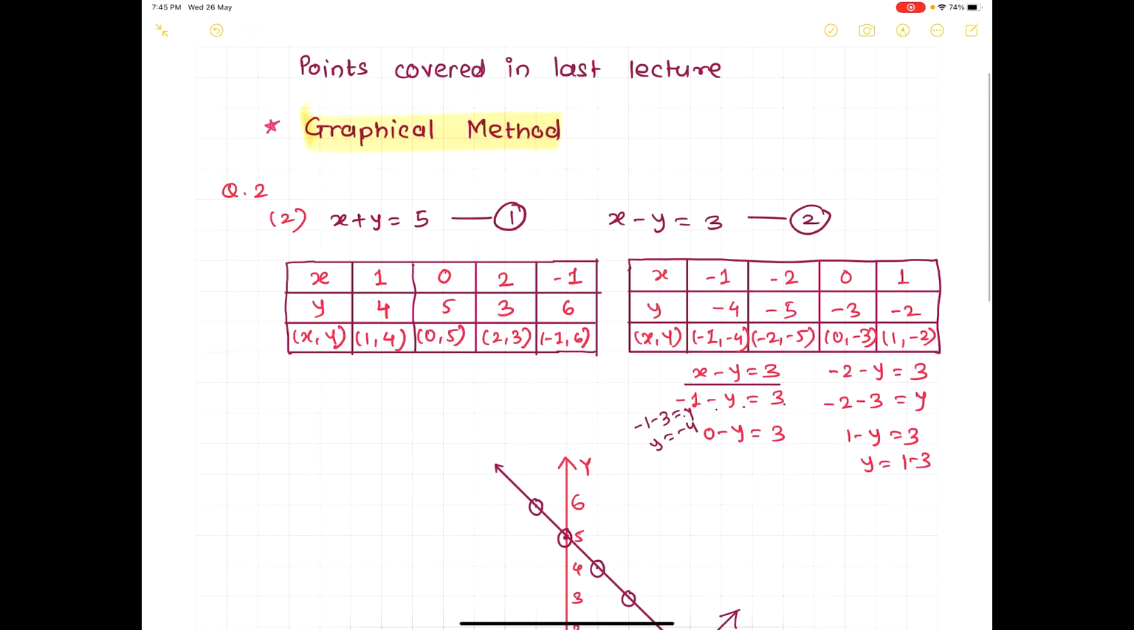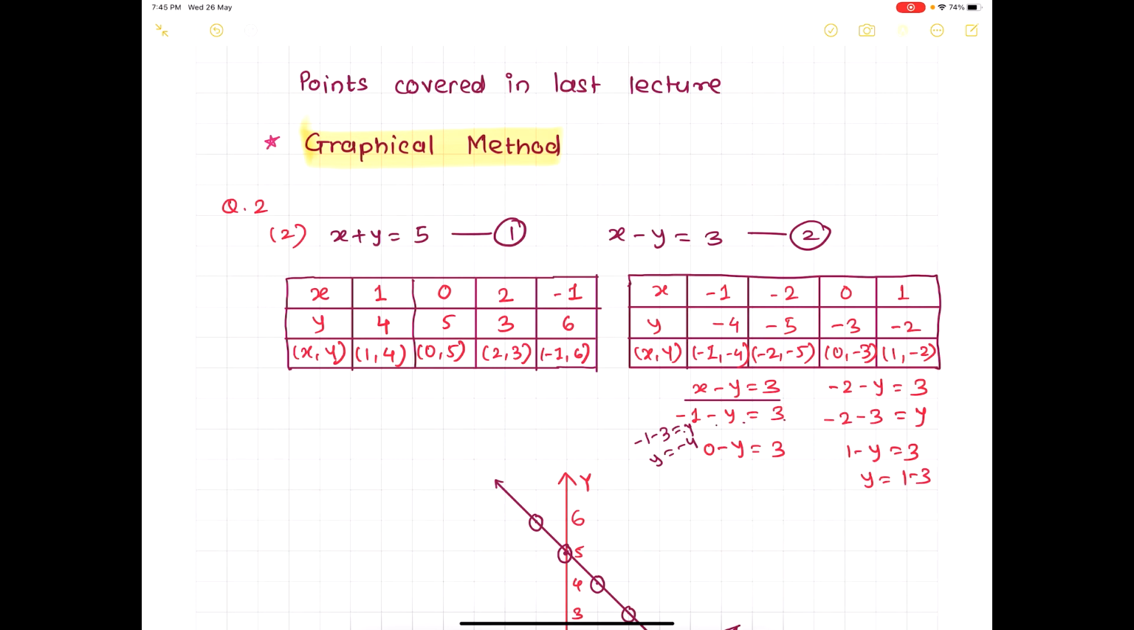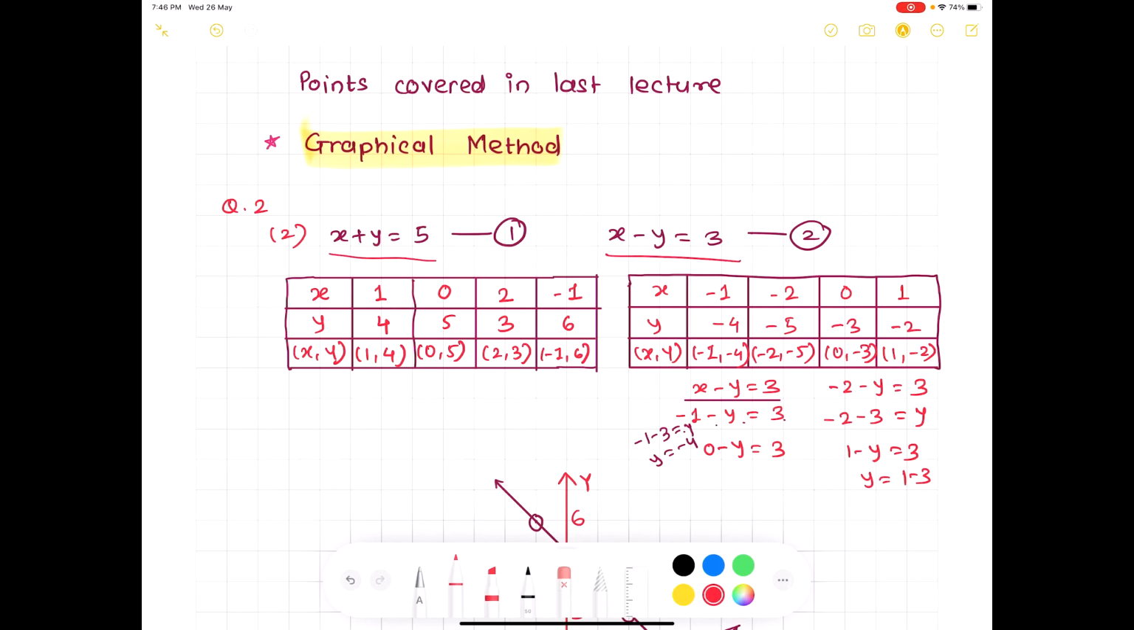Now, if you solve these two equations by our elimination method, you will also get the same answer. But this is the graphical way to find the solution. Got it? So we are done with question 2.